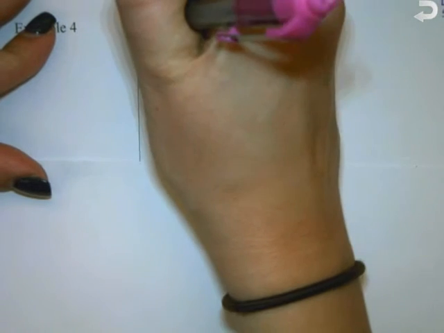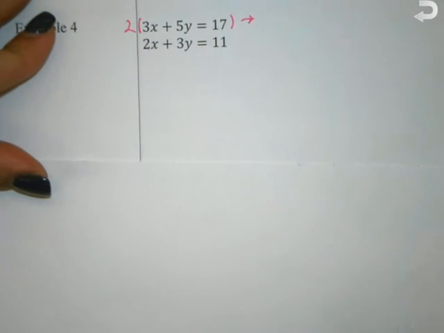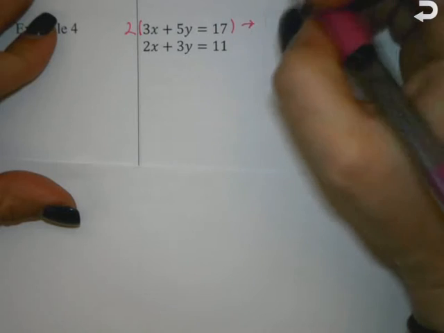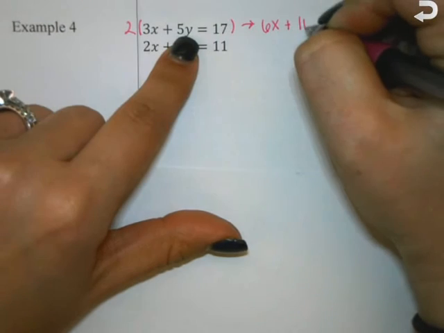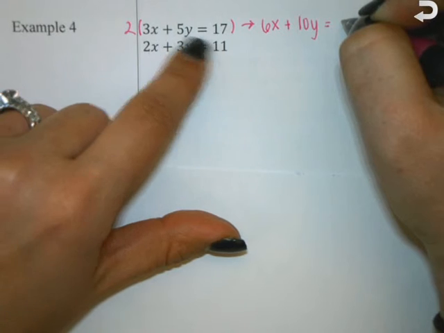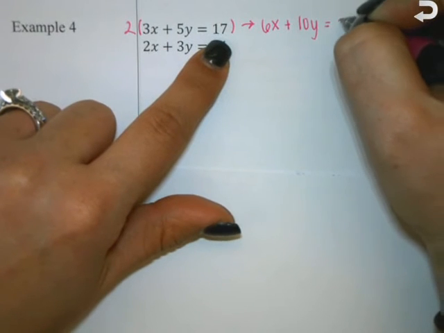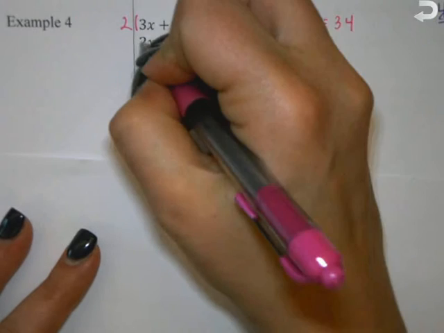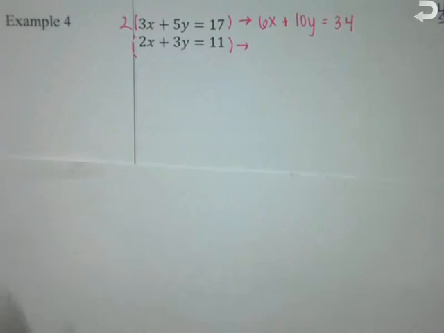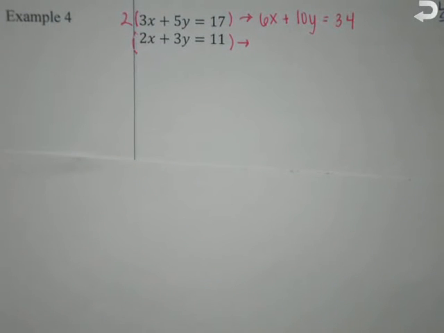So, to make my 3x into a 6x, what do I need to multiply by? 2. So multiply the whole equation by 2, and that's going to give me 6x plus 10y equals 17 times 2 gives me 34.